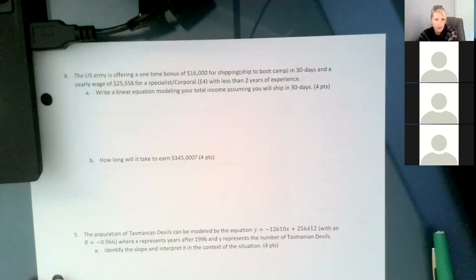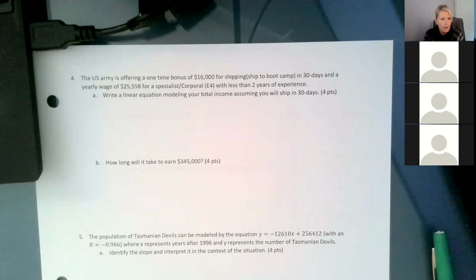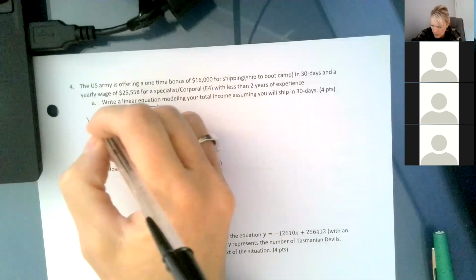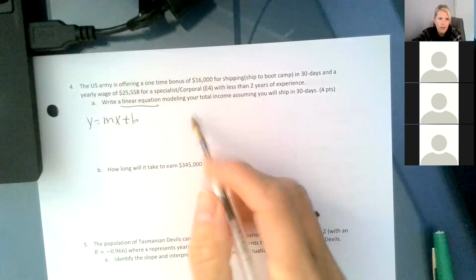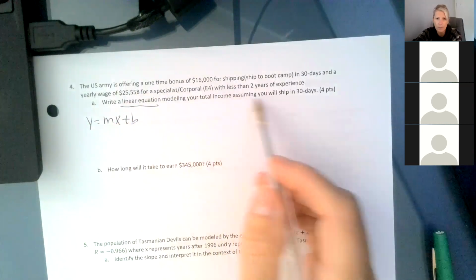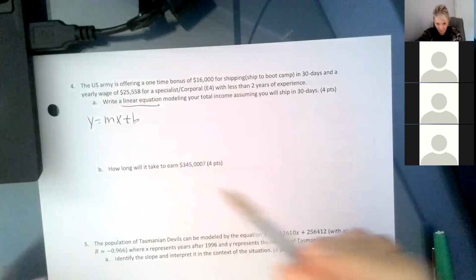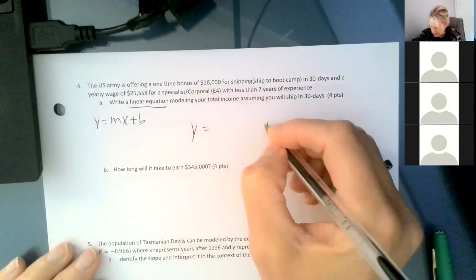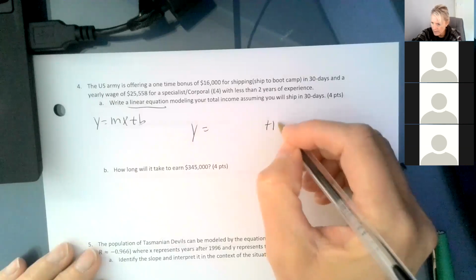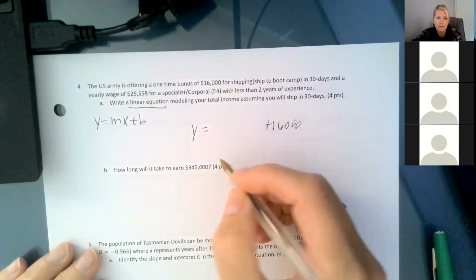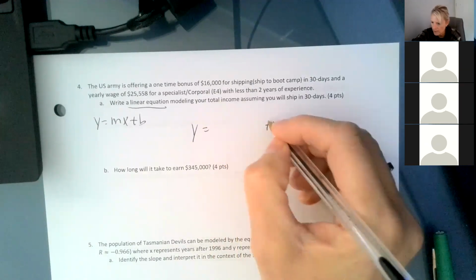So let's look at question number 4. It says the U.S. Army is offering a one-time bonus of $16,000 for shipping to boot camp in 30 days and a yearly wage of $25,558 for a specialist with less than 2 years of experience. Write a linear equation modeling your total income, assuming you will ship in 30 days. So the 30 days is a bonus. It's a one-time constant amount. So that is our Y-intercept, right? As long as they do that, they get the 16,000. And I put plus because it's a positive.